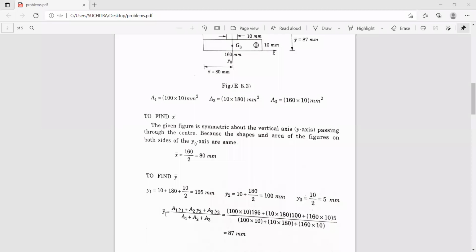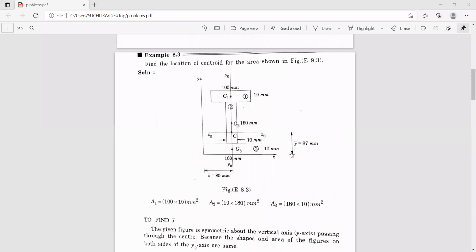Hence you can calculate the value of y bar: a1 y1 plus a2 y2 plus a3 y3, that whole divided by a1 plus a2 plus a3. Thereby we get the y bar distance as 87 millimeters. You can see here from this point to this point, this is the geometric center of the figure from this point to the x-axis. So the y bar distance is 87 millimeters, and from the y-axis to the geometric center of this figure, x bar is 80 millimeters, because the figure is symmetrical about the y-axis.